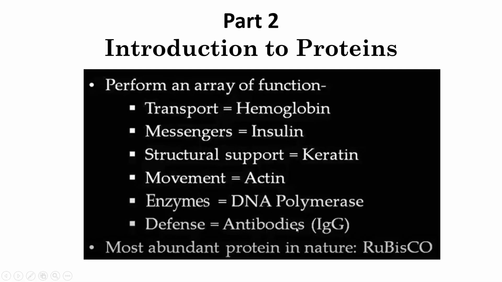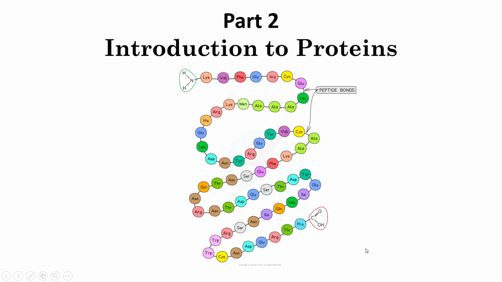There are defense proteins such as antibodies which help in immunology, defending against the foreign bodies present in our body, etc. Out of which the most abundant protein is ribulose bisphosphate carboxylase (Rubisco). So the bond between two amino acids is called a peptide bond, and this linear structure is the primary structure of the protein. There is a carboxyl group at one terminal and an amino group at the other terminal.